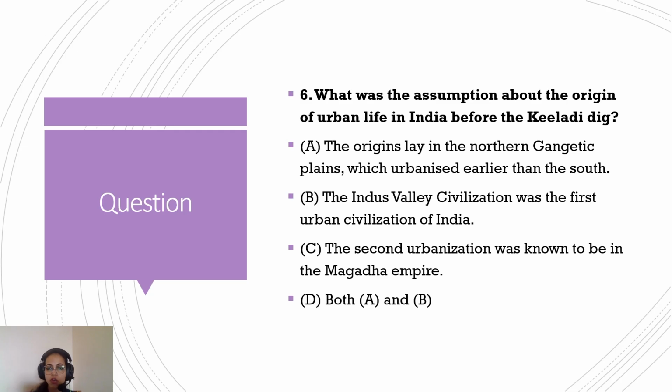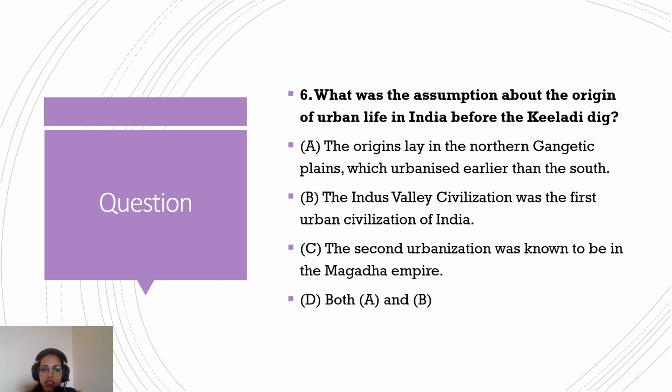What was the assumption about the origin of urban life in India before the Kiladi dig? So, A, the origin lay in the northern Gangetic plains, which urbanized earlier than the south. Okay. The Indus Valley civilization was the first urban civilization of India. The second urbanization was known to be in Magadh Empire. So, what was it talking about, what was the assumption? So, option B, while correct based on the fact given in the passage, is just a fact. That was not the assumption about origin.